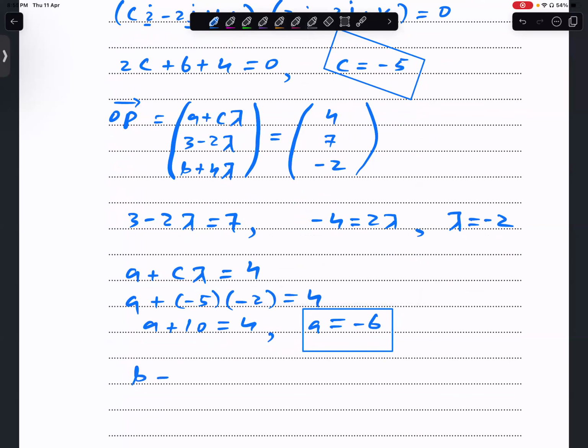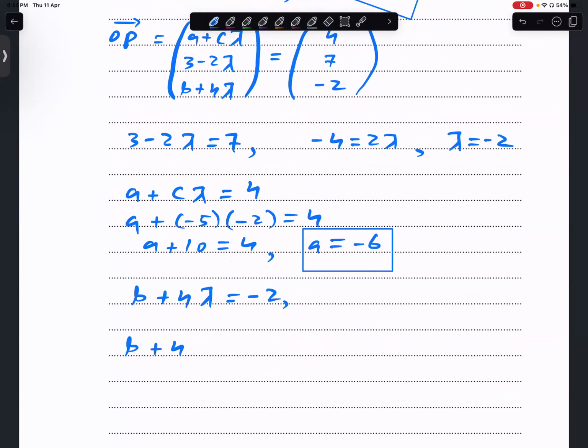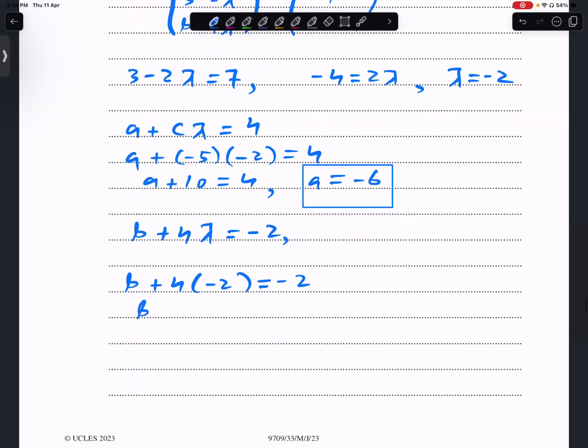Again, if you equate z, b plus 4 lambda is equal to minus 2. Using lambda equals minus 2, you will get b minus 8 is equal to minus 2. So b is equal to 6. These are the values of a, b, and c.